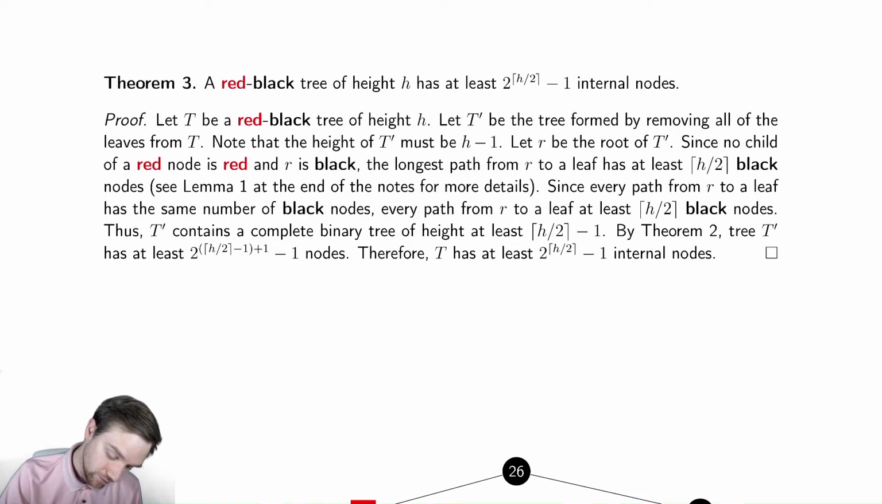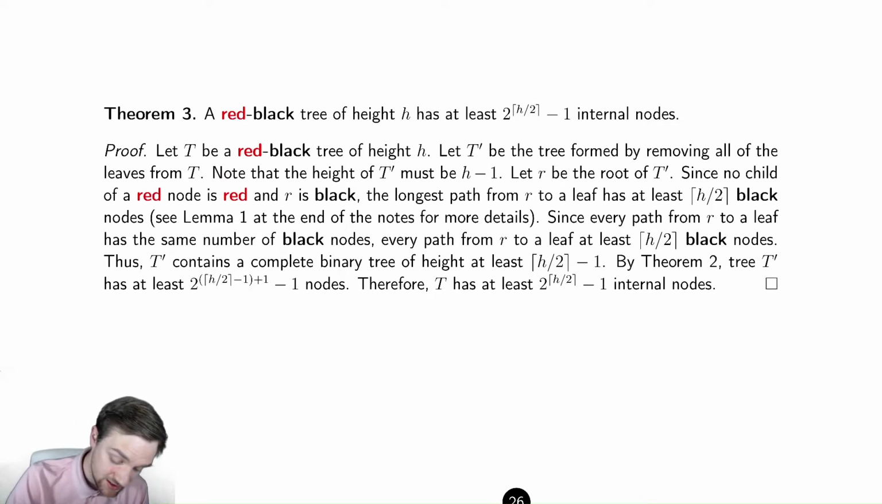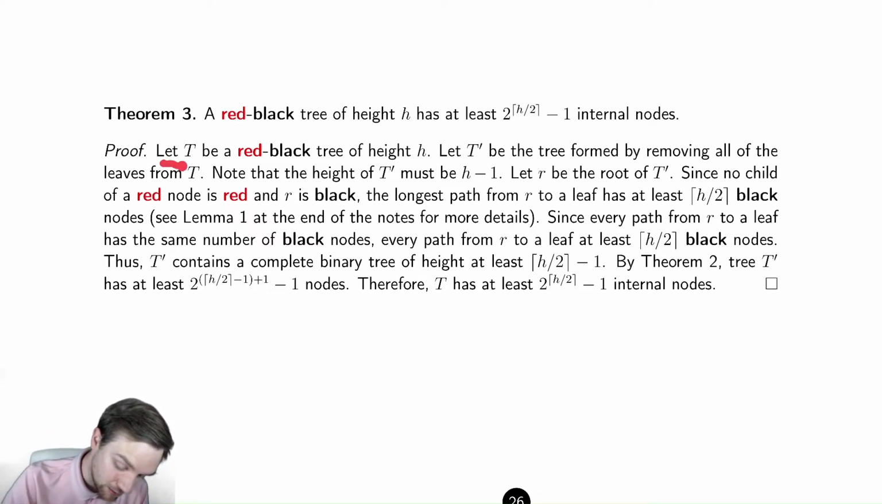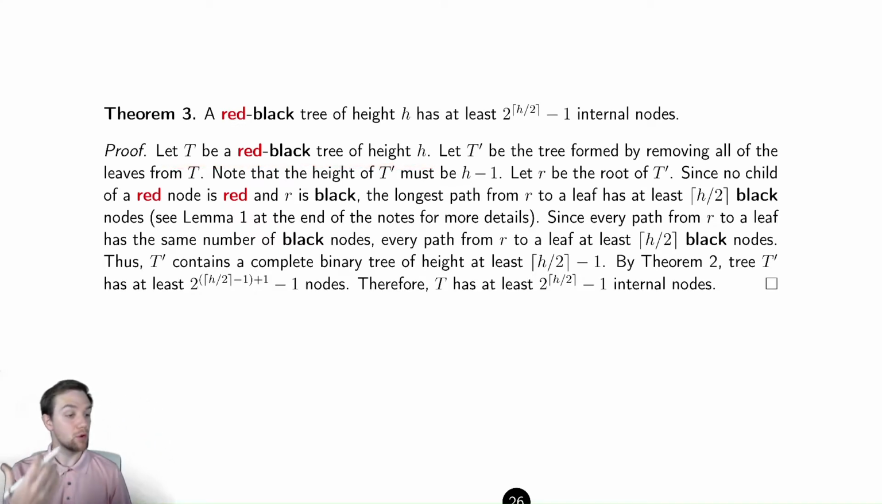So we have a red-black tree. Step 1 of the proof, and you should do this in all proofs, is define the variables you're going to be using. So I'm going to let t be a red-black tree of height h. Similar to when you're programming, you don't want to have variables introduced in your proof that you have not defined in the program.